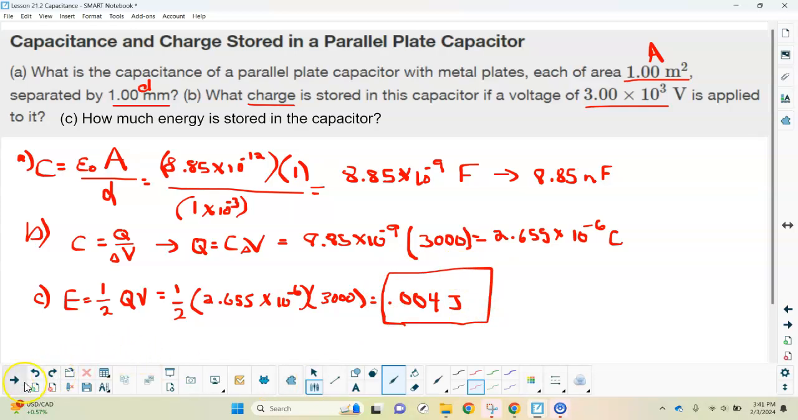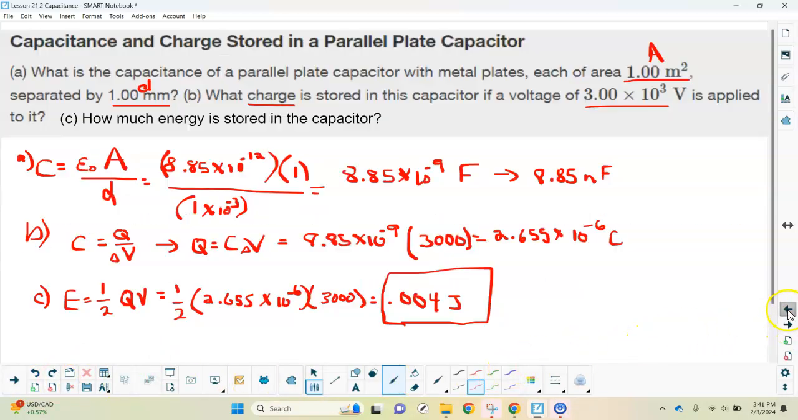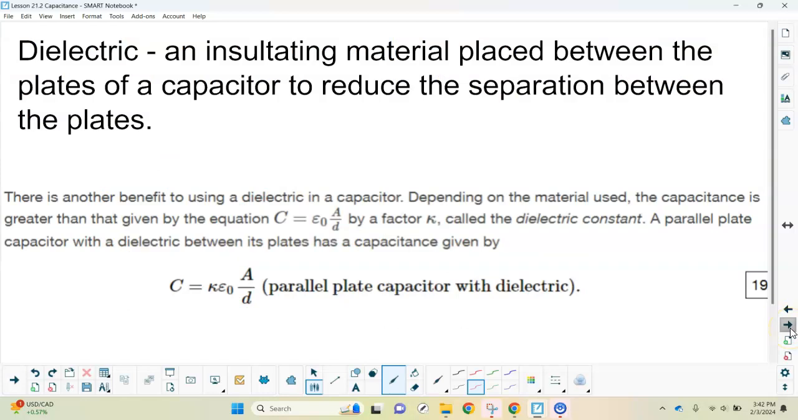All right, so that's just like a single capacitor, or capacitor when it's just a single item. In circuitry, we have more than one capacitor, so we'll get to that when we have multiple capacitors, what to do. But another idea, which is really common in construction with capacitors, is something called a dielectric.